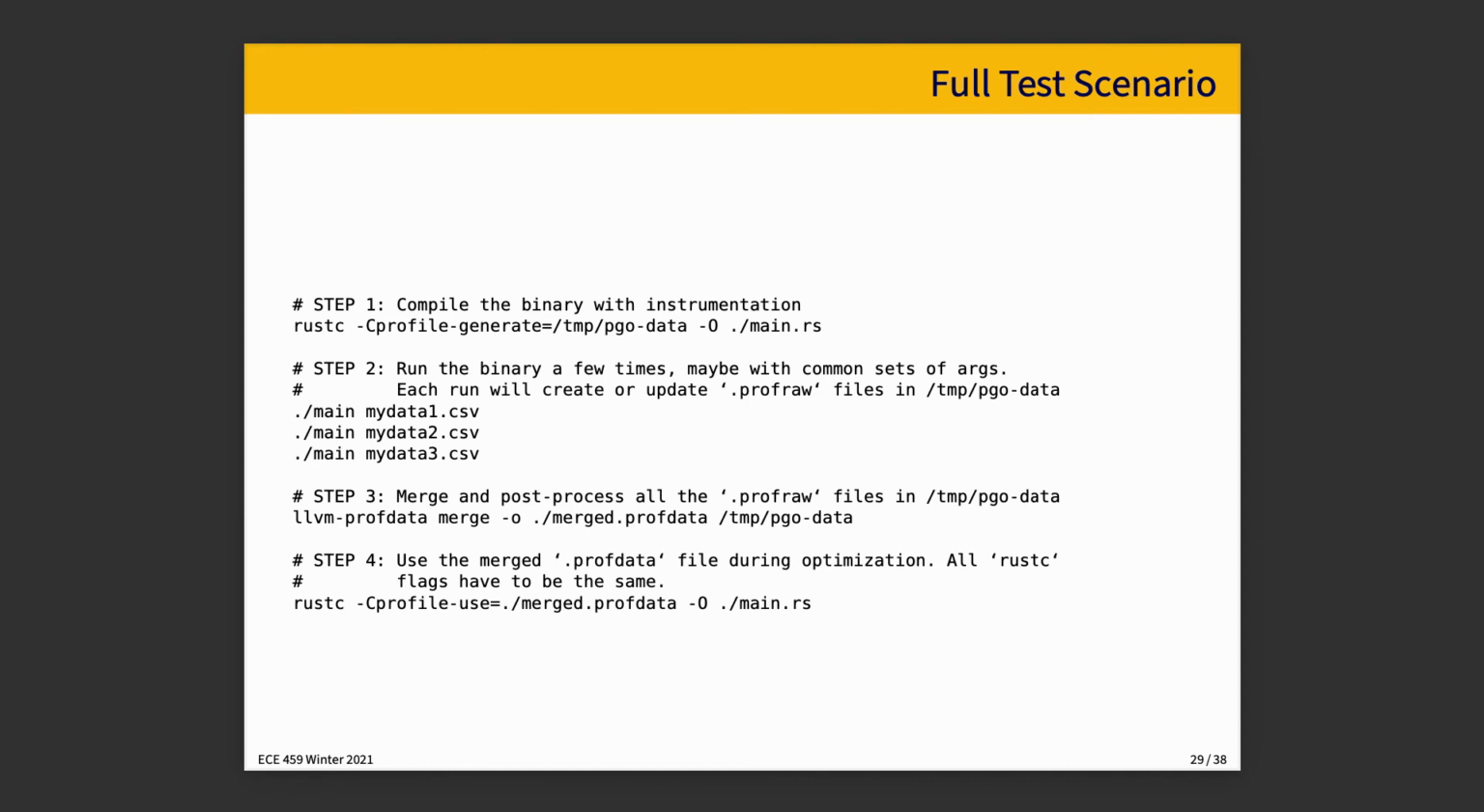So we're going to run the main program with input of mydata1.csv, then 2, then 3, and we'll use llvm-profdata merge to produce the merged data. Then we can compile it with -C profile-use equals the file that we just created. And all the rustc files have to be compiled with the same flags. Otherwise, we don't compare apples to apples, and that's not going to work.